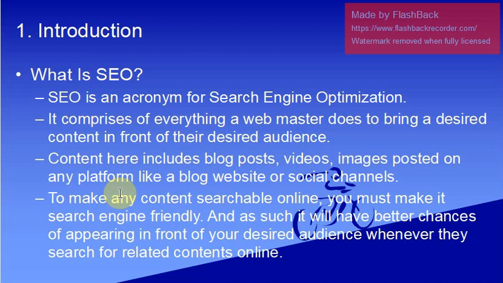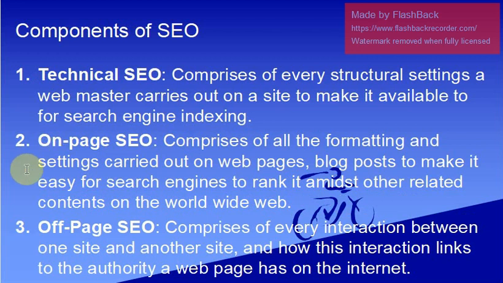And for a content to be featured, that's to appear online, it must be search engine friendly. And as such, it will have better chances of appearing in front of your desired audience whenever they search for related contents online. Now let's look at the components of SEO. There are basically three components of SEO, but at this level we are going to focus more on the last one. So the first component which I have written here is technical SEO.